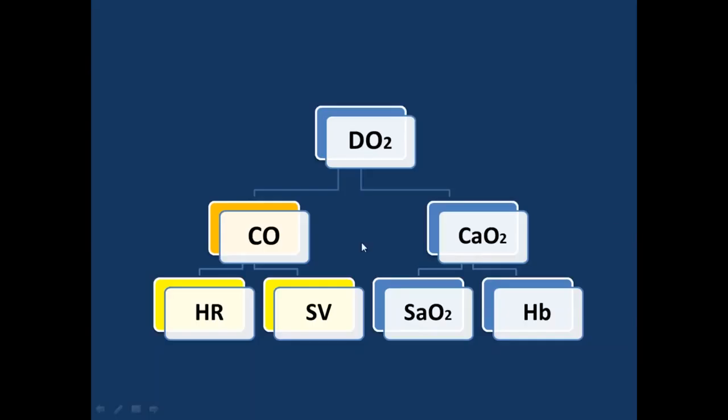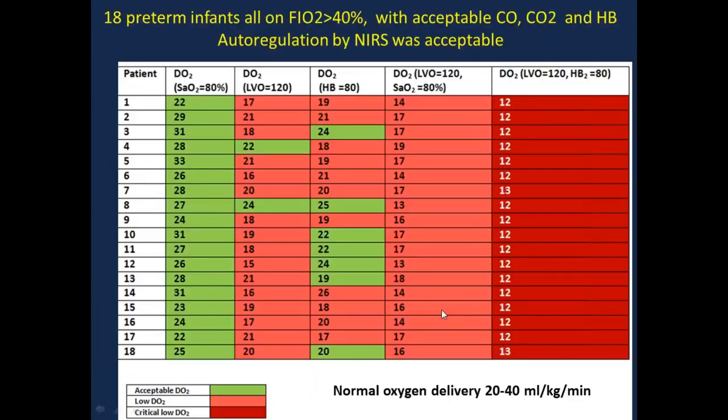Oxygen delivery is the end product of oxygen content, which depends on saturation and hemoglobin, and also cardiac output. In all of these trials, you just relied on oxygen saturation. So we did some analysis to prove the theory in our unit. We have 18 preterm infants, all of them on FiO2 more than 40%, with acceptable cardiac output, acceptable carbon dioxide, and acceptable hemoglobin. The autoregulation was assessed by NIRS and was acceptable on all of them.